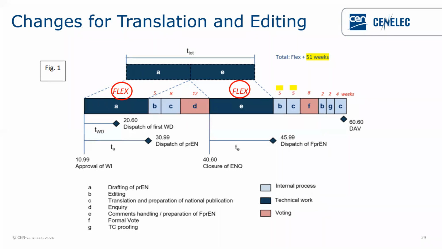That's why it's in yellow above 5. And then C is translation before formal vote. In the previous drawing, this C was presented as optional. Now it is a final decision to have this period always, translation always before formal vote. And so these 5 weeks should be added to the total time.